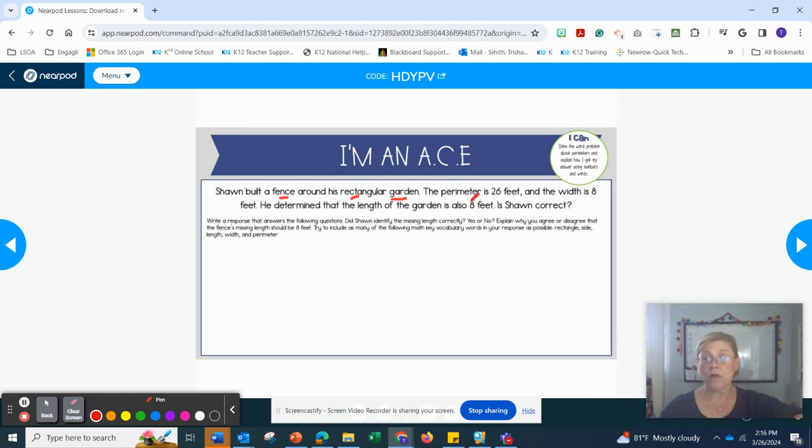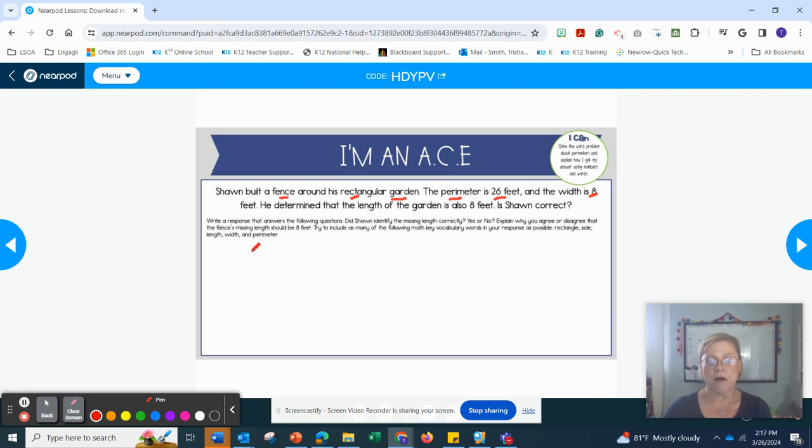So we know that the perimeter is 26 feet. The width is 8 feet. So those are like the givens. And he's kind of guessing. Like he's like, I'm pretty sure the length, how tall it is, you know what I mean, is 8 feet. We're not 100% sure, but we're solid on the width being 8 feet. So since we know it's a rectangle shape, we can start with that.